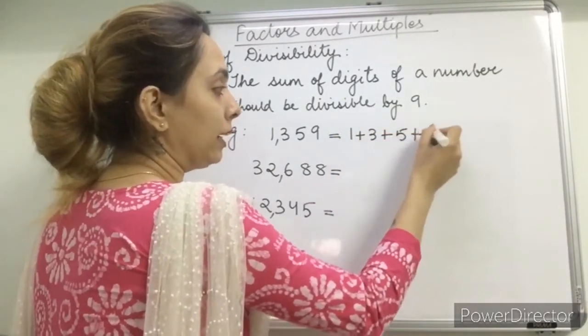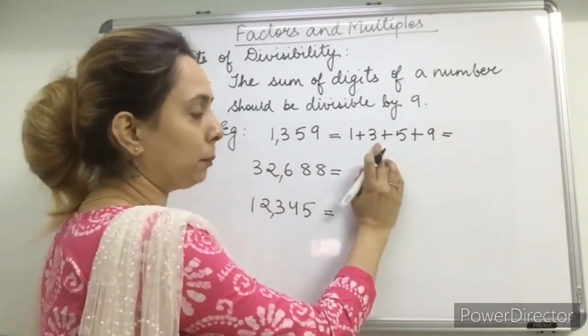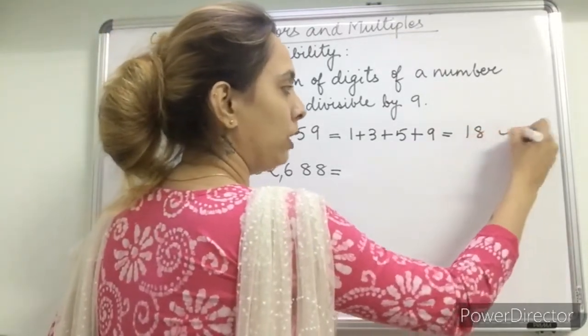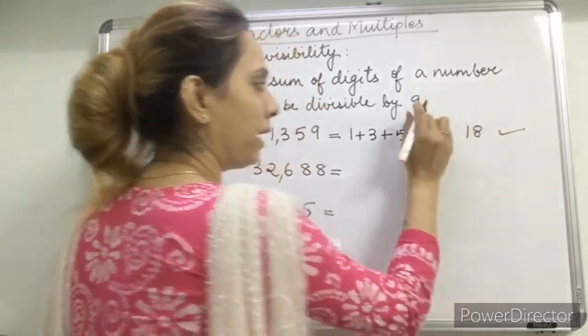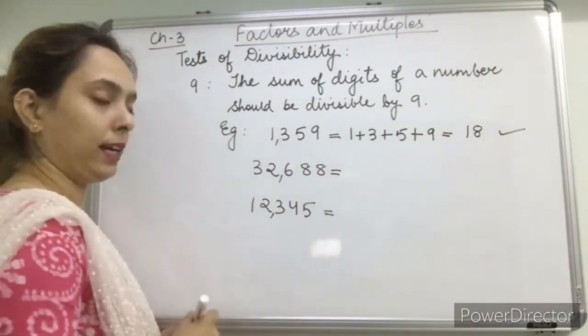Rule for 3 and 9 are same. 9 plus 5 is 14, 14 plus 3 is 17, plus 1 is 18. So yes, 18 is the sum and it is divisible by 9. So this complete number is divisible by 9.